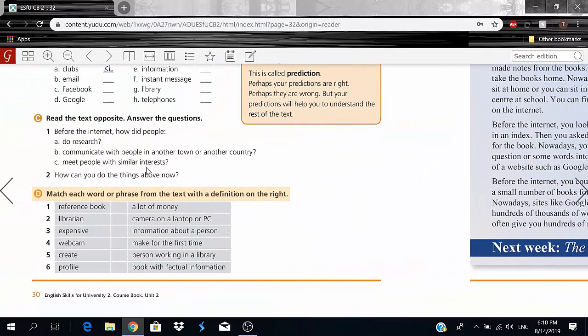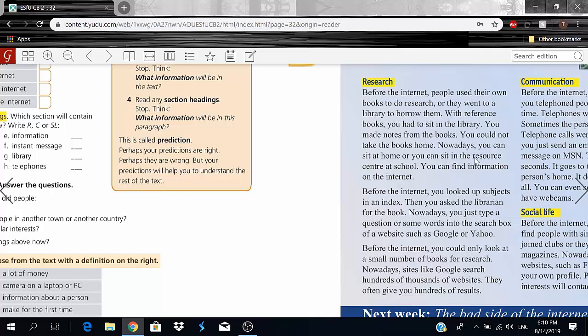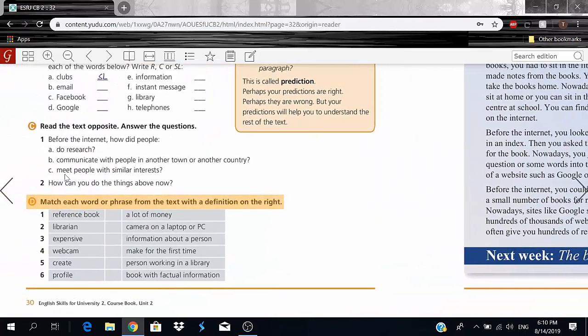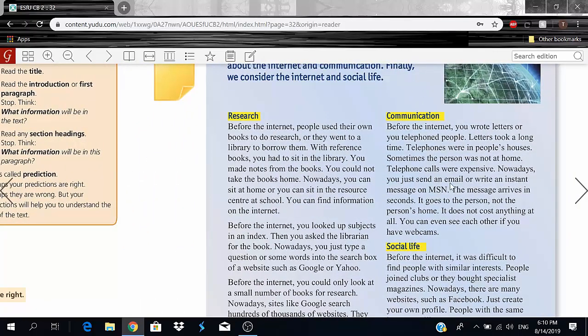How can you do the things above now? Now he wants the positivity of the internet. Nowadays, you can sit at home or you can sit in the resource center at school. You can find information on the internet. What else? Communicate with people. How do we do these now? We could probably say you just send an email or write an instant message on MSN. The message arrives in seconds. You can even see each other if you have webcams. Okay, you guys?